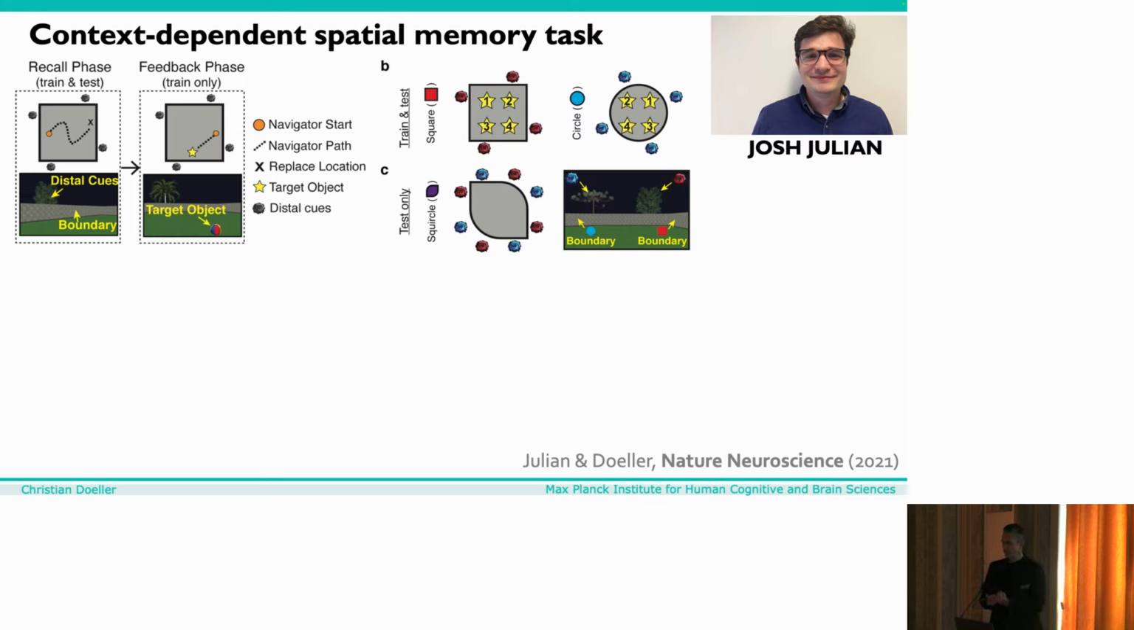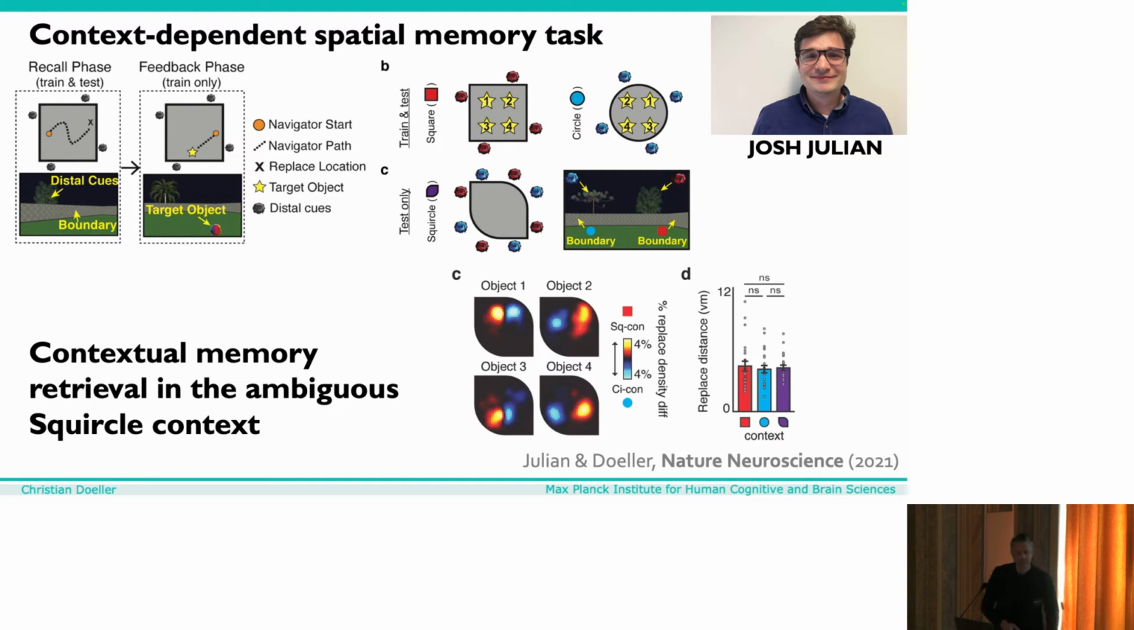And the critical difference to the square and the circle session is that in the square and the circle session, participants received feedback. So when they brought back the object to the remembered location, they received feedback of how far away they were from the correct location. We did not provide feedback in this critical squircle phase. It's a test phase. And there's also no correct answer. If you're cued by an object, you could either replace it, so the object one, you can either replace it here at the square location, or you can replace it here in the circle location.